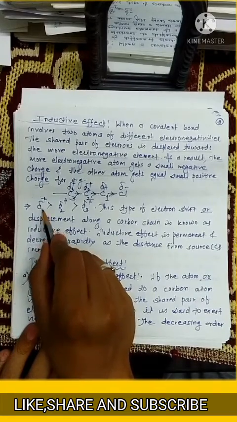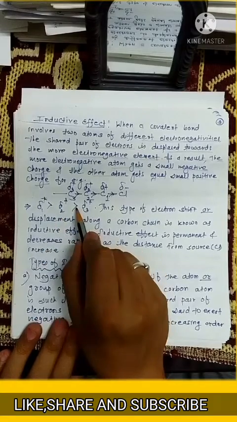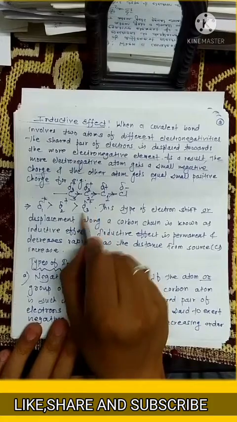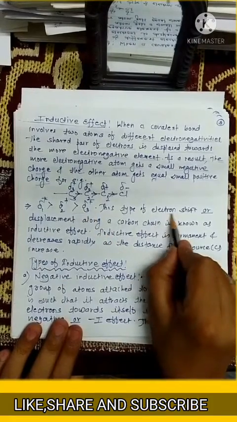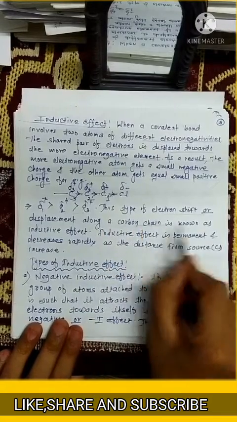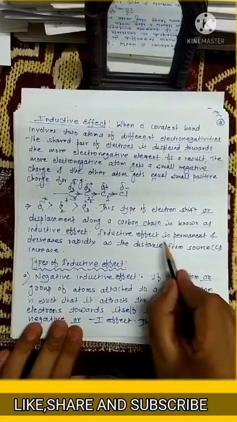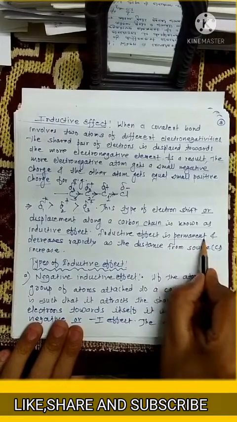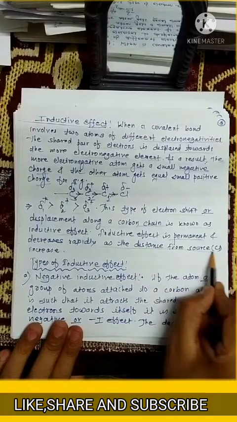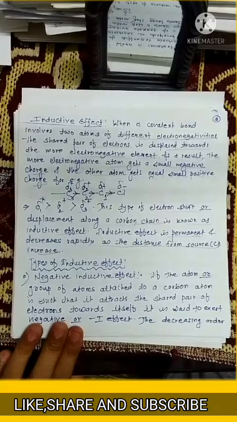So delta 1 positive is greater than delta 2 positive, which is greater than delta 3 positive. It is important. This type of electron shift or displacement along a carbon chain is known as inductive effect. Inductive effect is permanent and decreases rapidly as the distance from the source, that is chlorine in this case, increases.